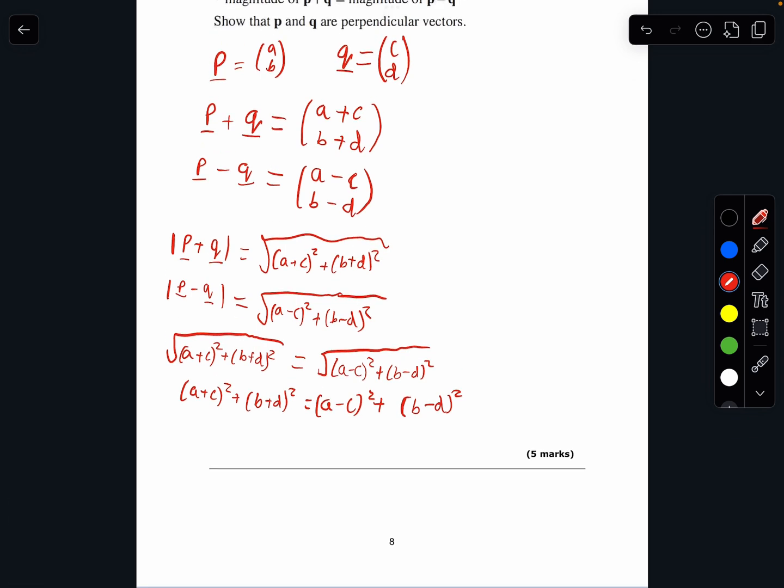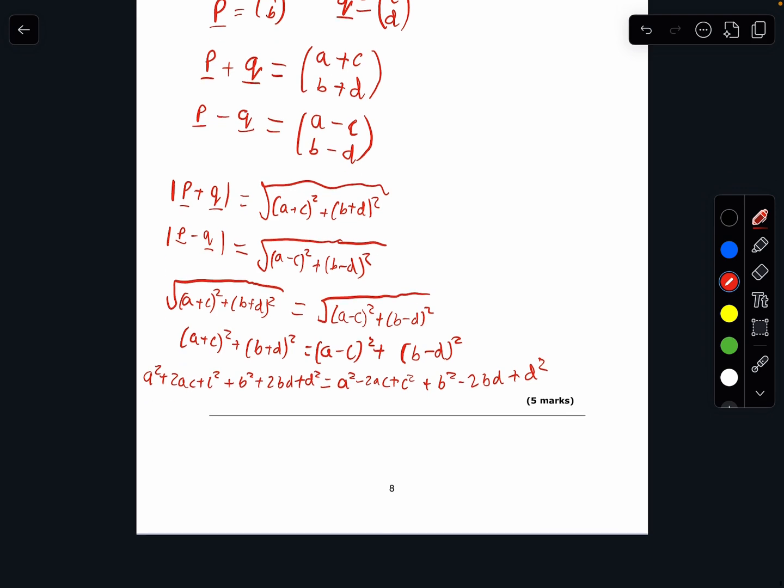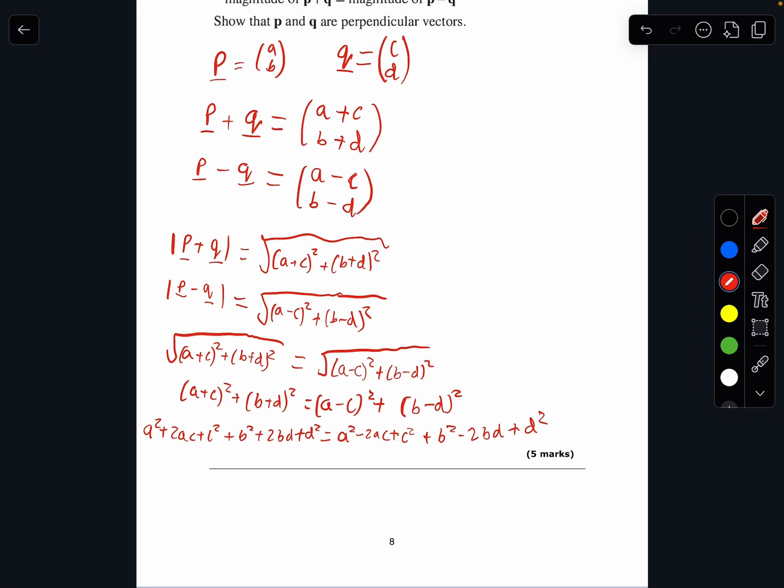Looks like it'll be a pain, but because they're all kind of the same idea, you get quite quick at it. A squared plus 2AC plus C squared plus B squared plus 2BD plus D squared is equal to A squared minus 2AC plus C squared, since minus C times minus C is positive C squared, plus B squared minus 2BD plus D squared. If you wanted to write it as double brackets and expand it properly, that's fine. You should be able to expand stuff like this in your head at this point, but what can you do? Right, I notice things are going to cancel. A squared cancels, C squared cancels, B squared cancels, and D squared cancels.